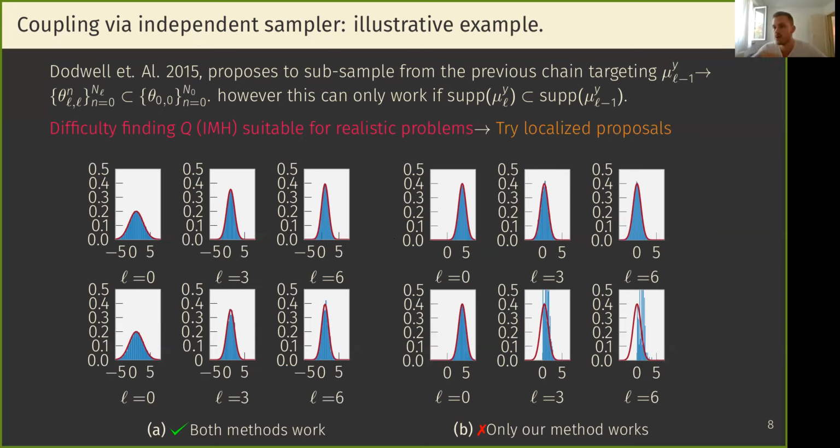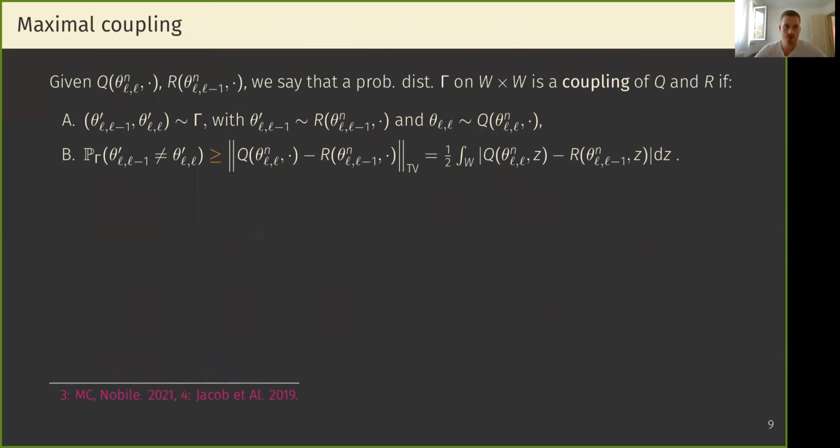So what we did in this work was to move a little bit apart from this idea of generating independent proposals and then see if we can couple chains using localized proposals. To do so, we use a set of techniques called maximal coupling. So what is a coupling? Just a coupling, not a maximal coupling yet.